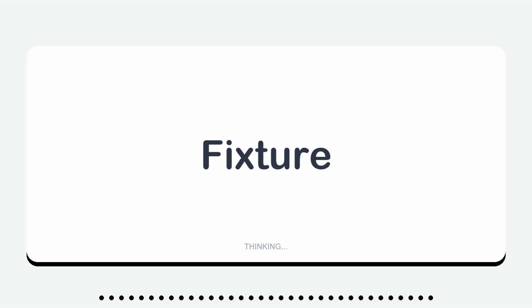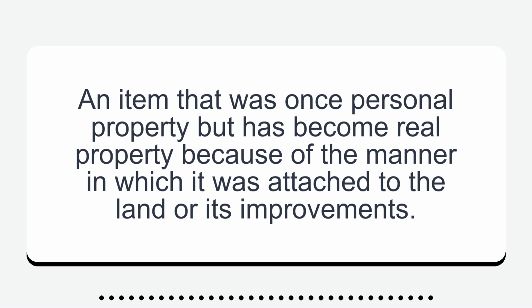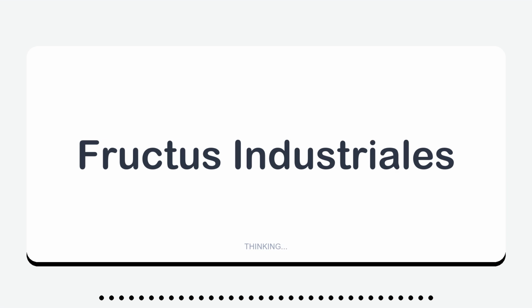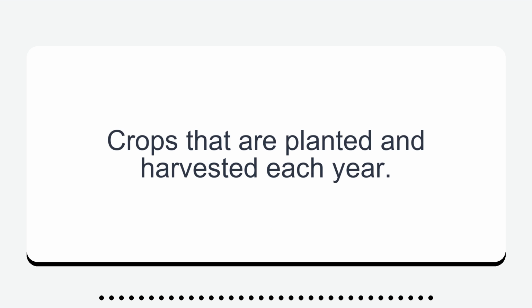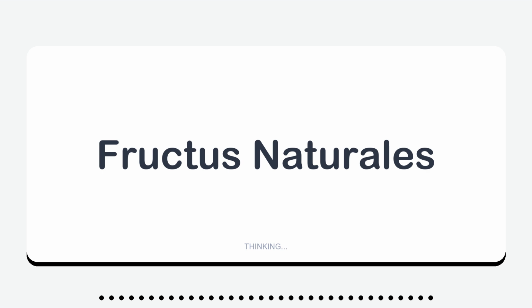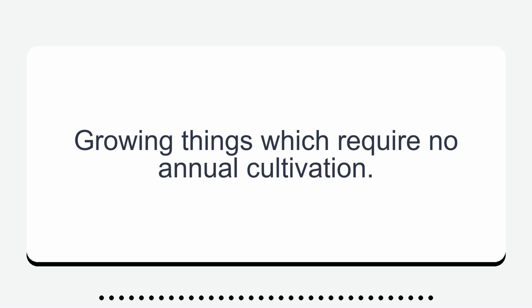Fixture. An item that was once personal property but has become real property because of the manner in which it was attached to the land or its improvements. Fructus industriales. Crops that are planted and harvested each year. Fructus naturales. Growing things which require no annual cultivation.